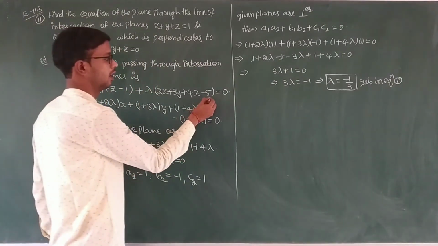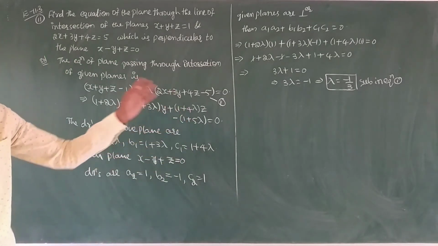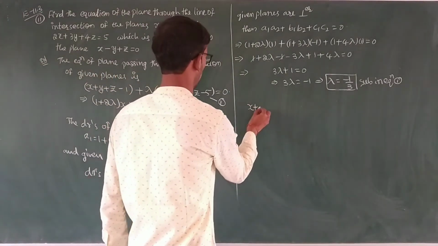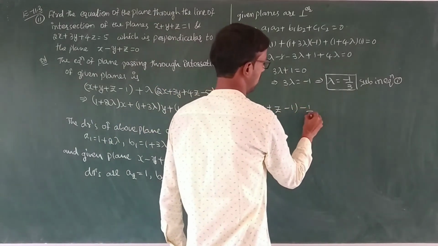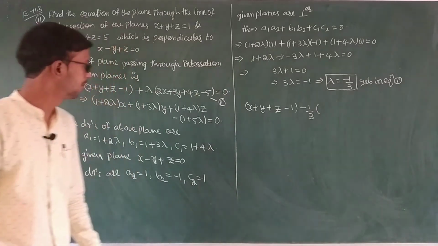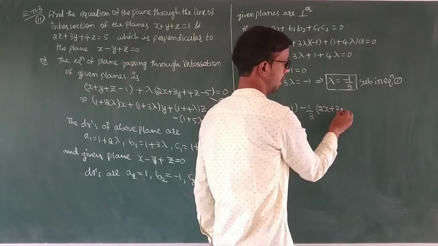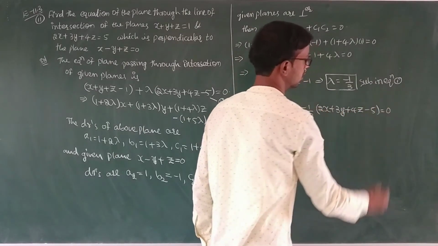Substitute the value in equation 1. Take this as a 1; the substitution you have to make: x plus y plus z minus 1, lambda value minus 1 by 3, into 2x plus 3y plus 4z minus 5 equal to 0.